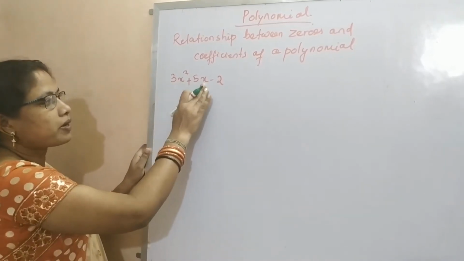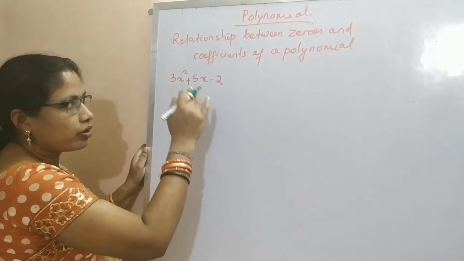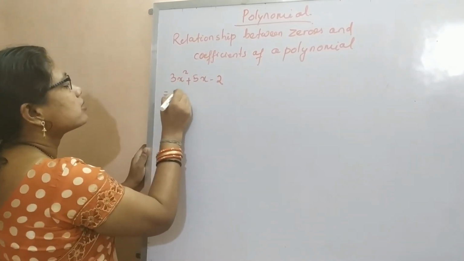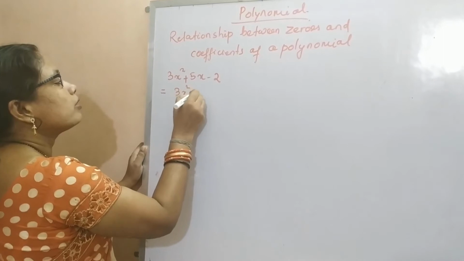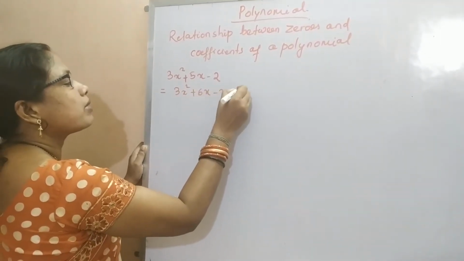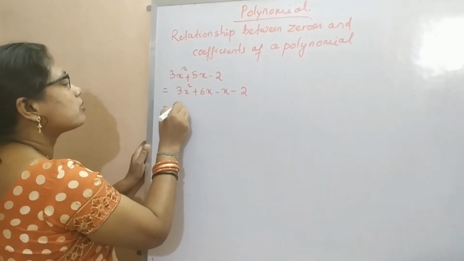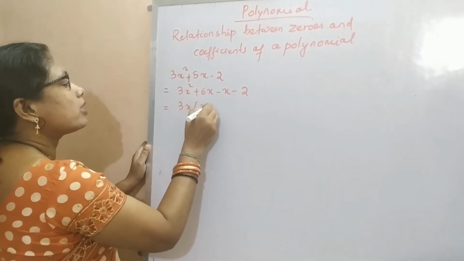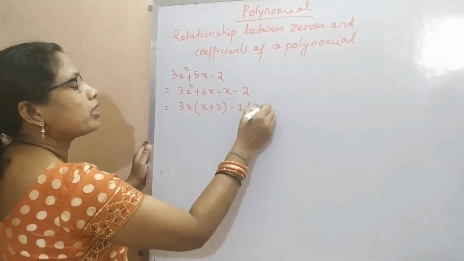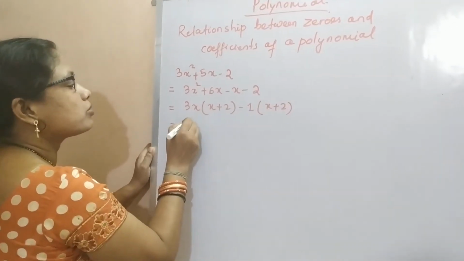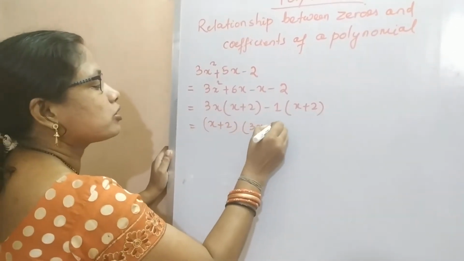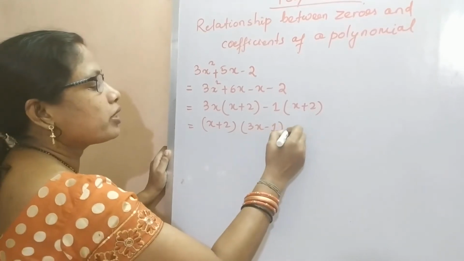Let us take another example. 3x square plus 5x minus 2. So we will find the zeros. So this can be written as 3x square plus 6x minus x minus 2. So this is equal to 3x into x plus 2 minus 1 into x plus 2. So this is equal to x plus 2 whole into 3x minus 1. So this should be equal to 0.